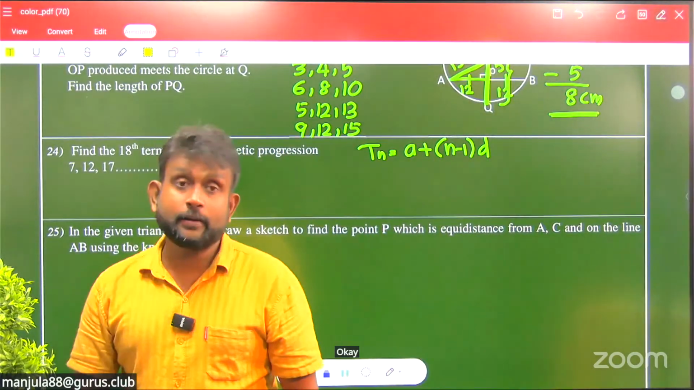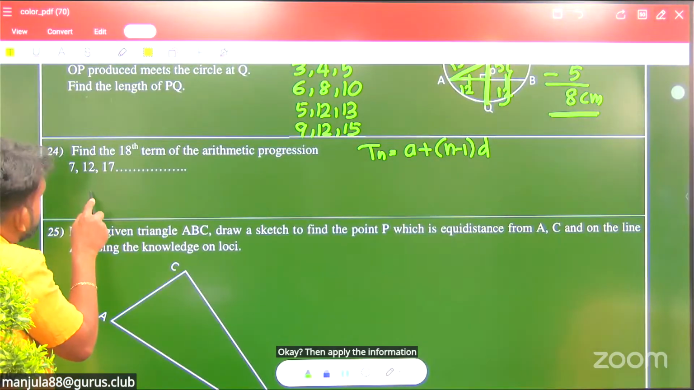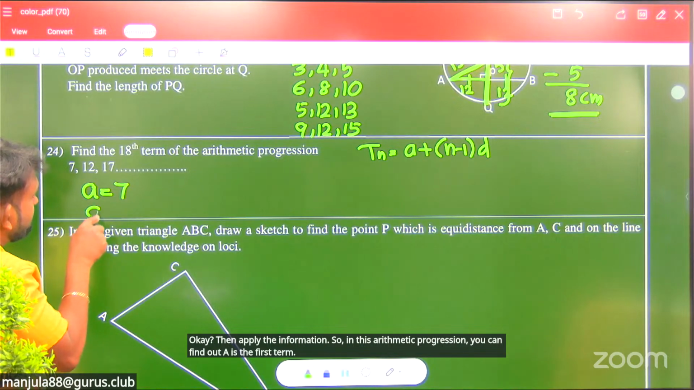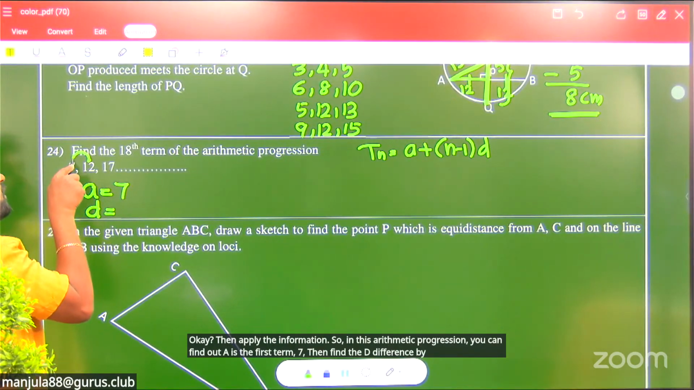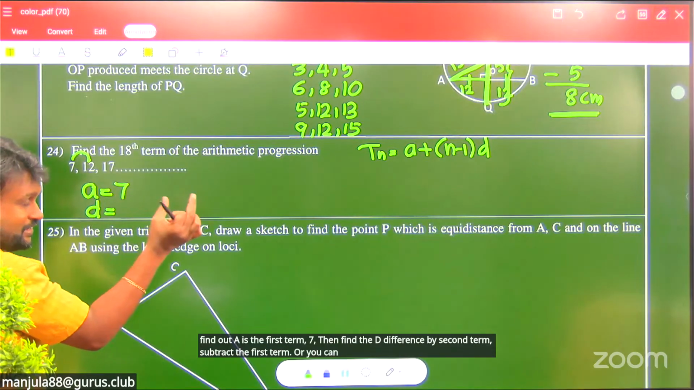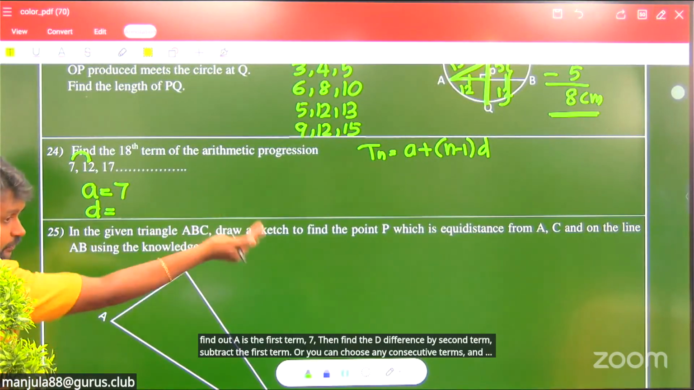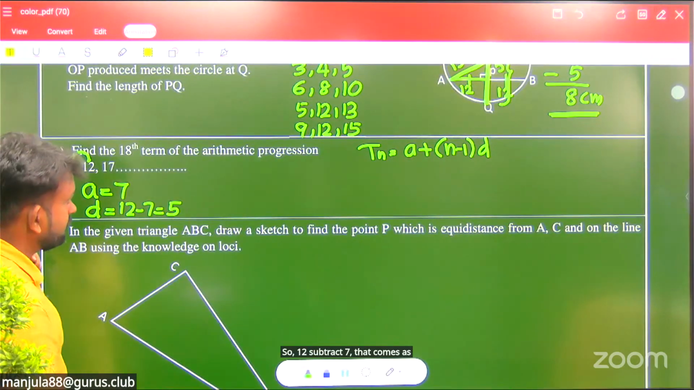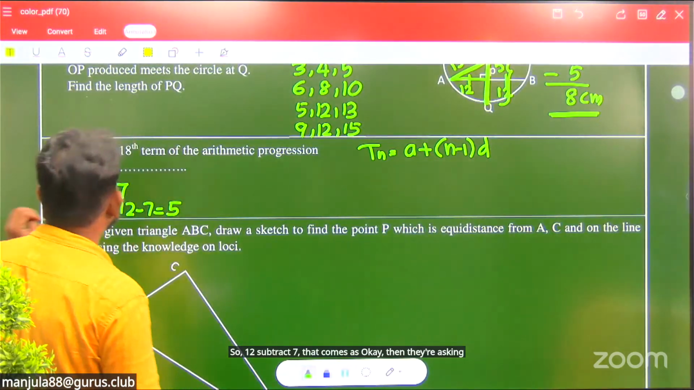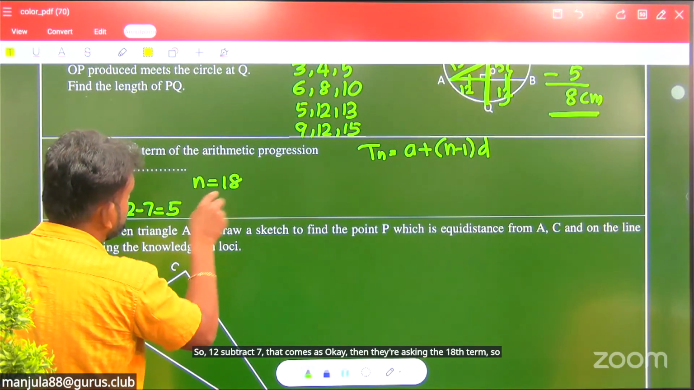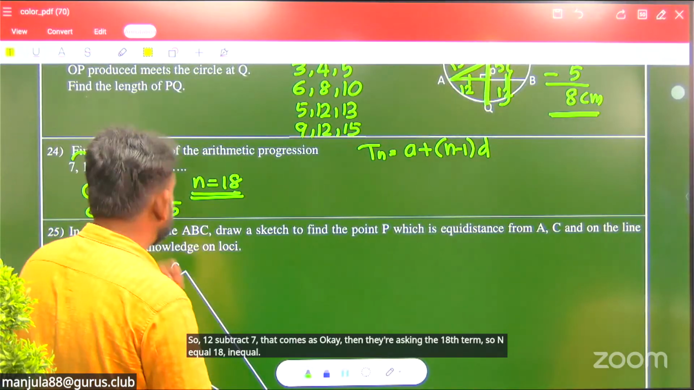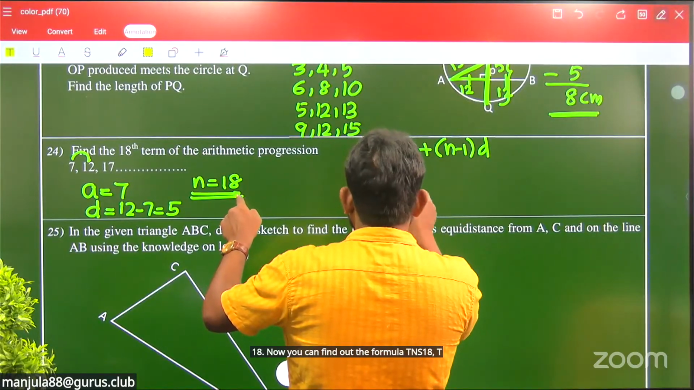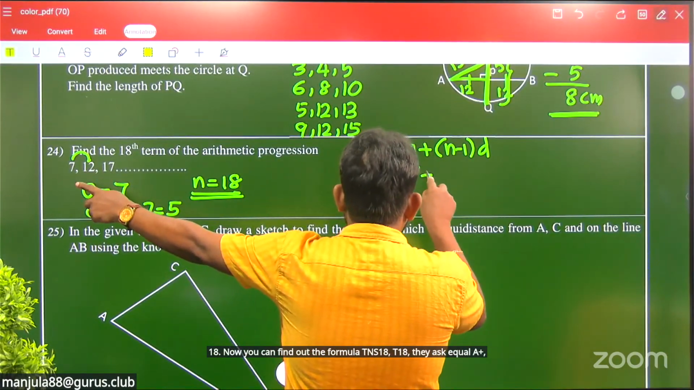Then apply the information. In this arithmetic progression, a is the first term, 7. Then find the difference d by taking the second term and subtracting the first term, or you can choose any consecutive terms and subtract the previous term from the later term. So 12 subtract 7, that comes as 5. Then they're asking the 18th term, so n equals 18.